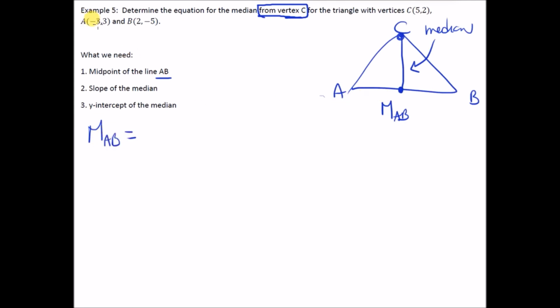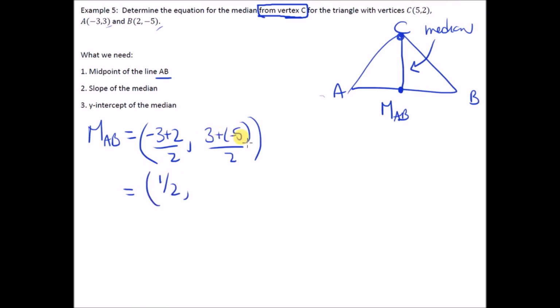Okay, midpoint of AB, -3 plus 2. Average those out. And then 3 plus -5. Average those out. Okay, -3 plus 2 is -1 over 2, so 1/2 in magnitude, comma, 3 plus -5, I get -2, divided by 2, I get -1. Okay, so this is this point, -1/2, comma, -1. Now, we need the slope of the median and then the y-intercept of the median. Then we're done. So the slope of CM is, C is 5, comma, 2.